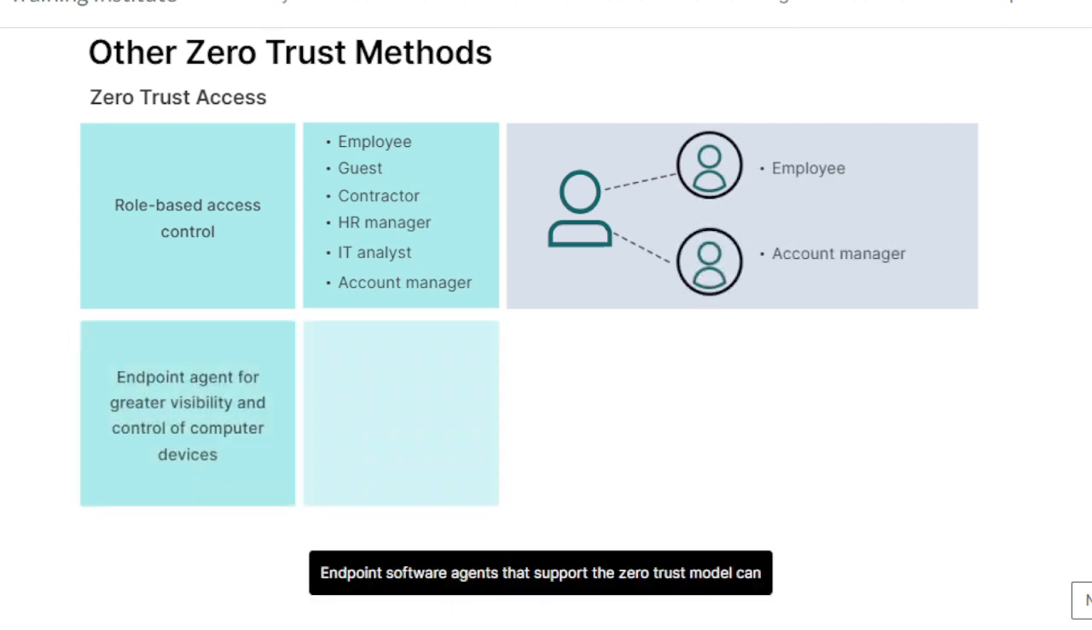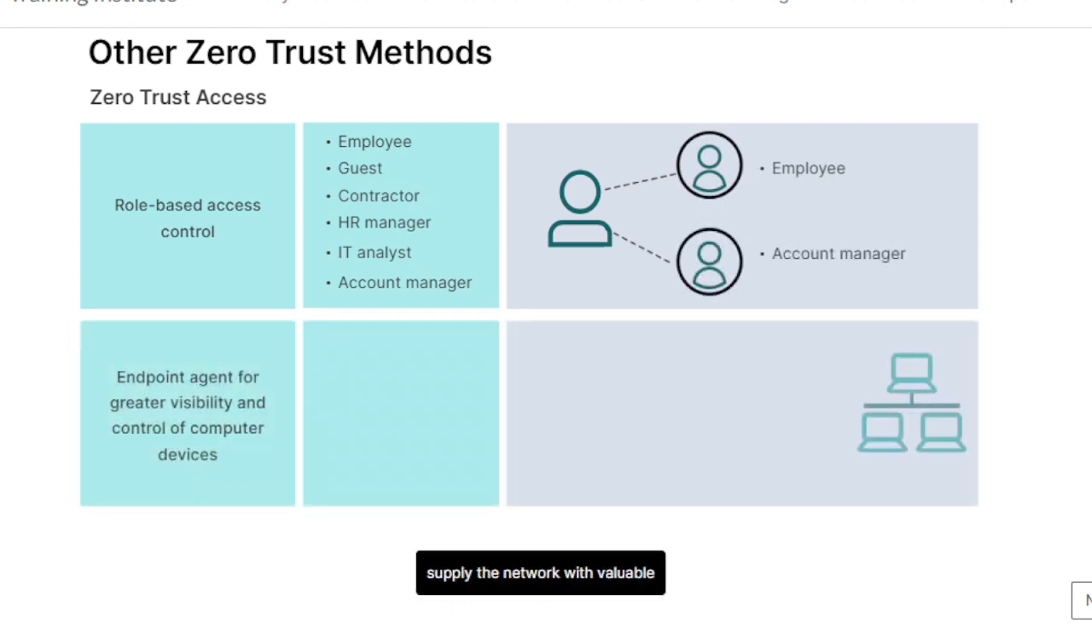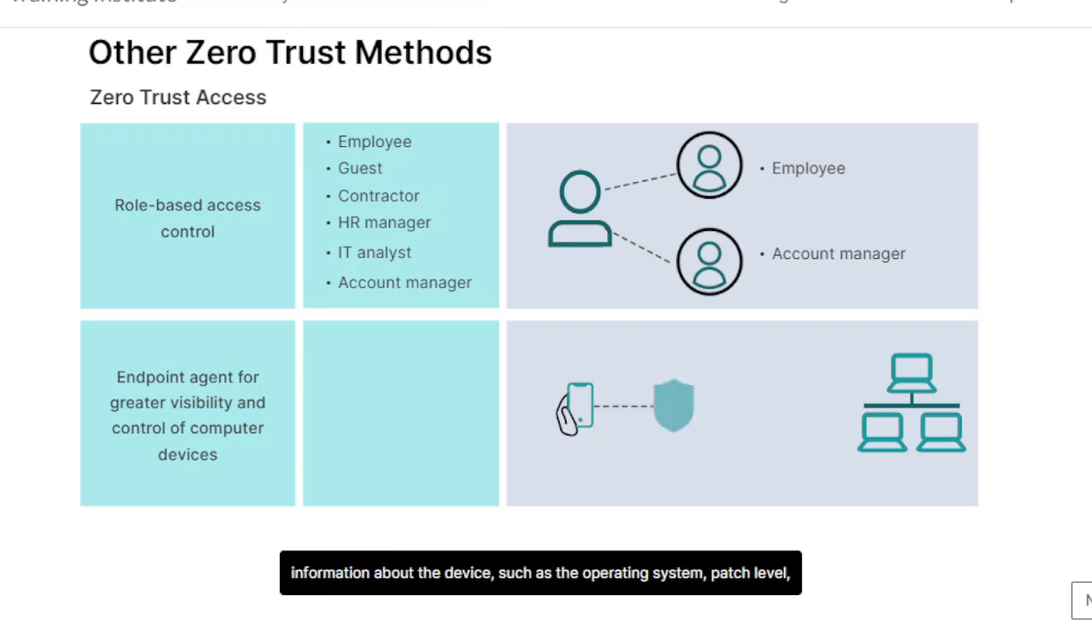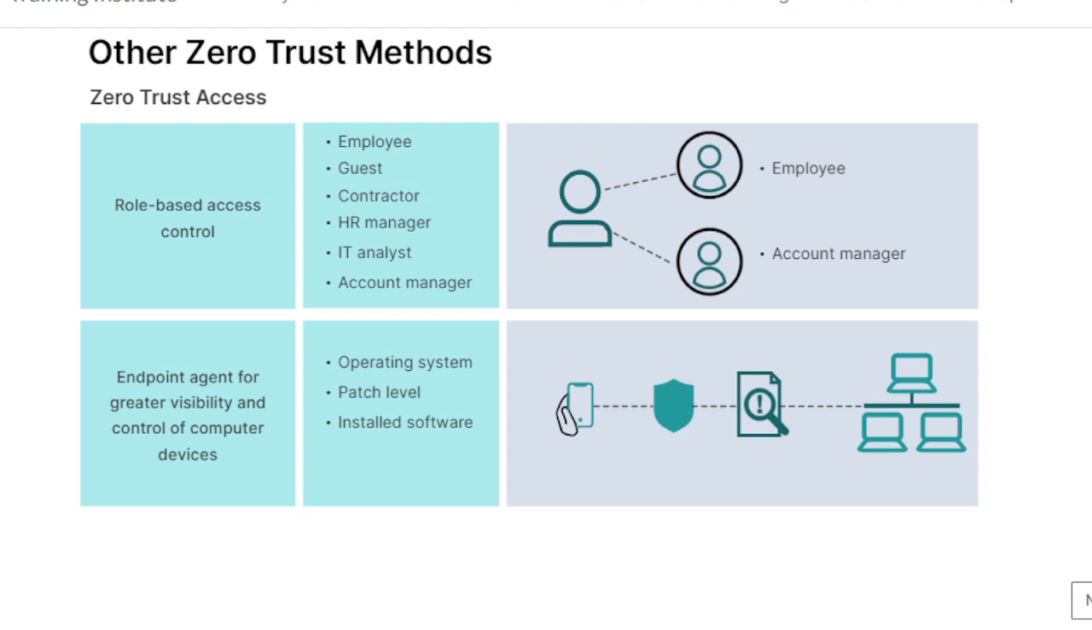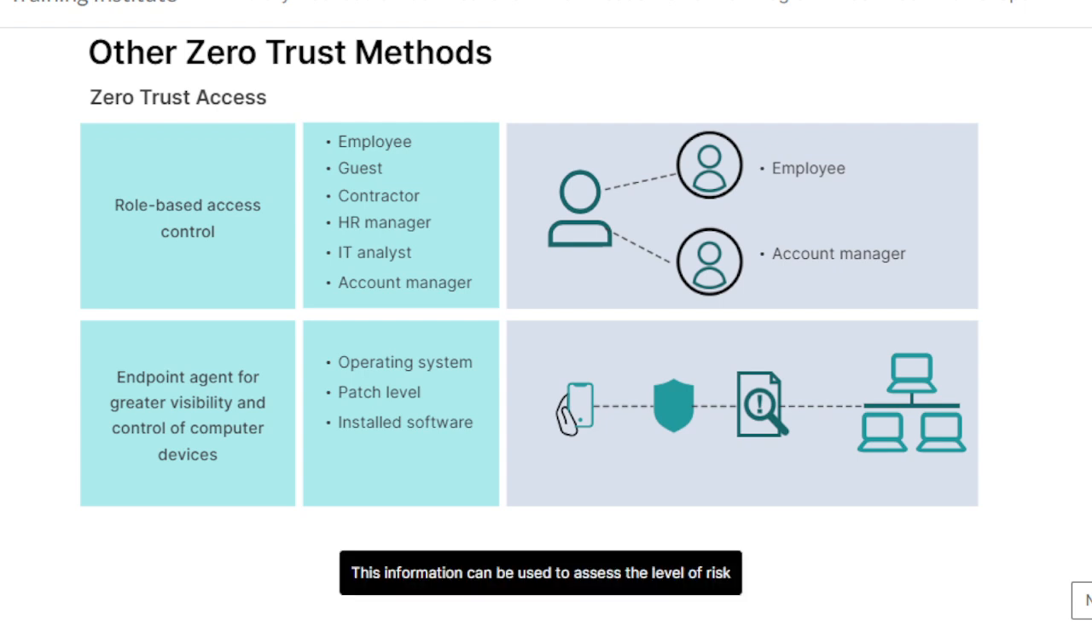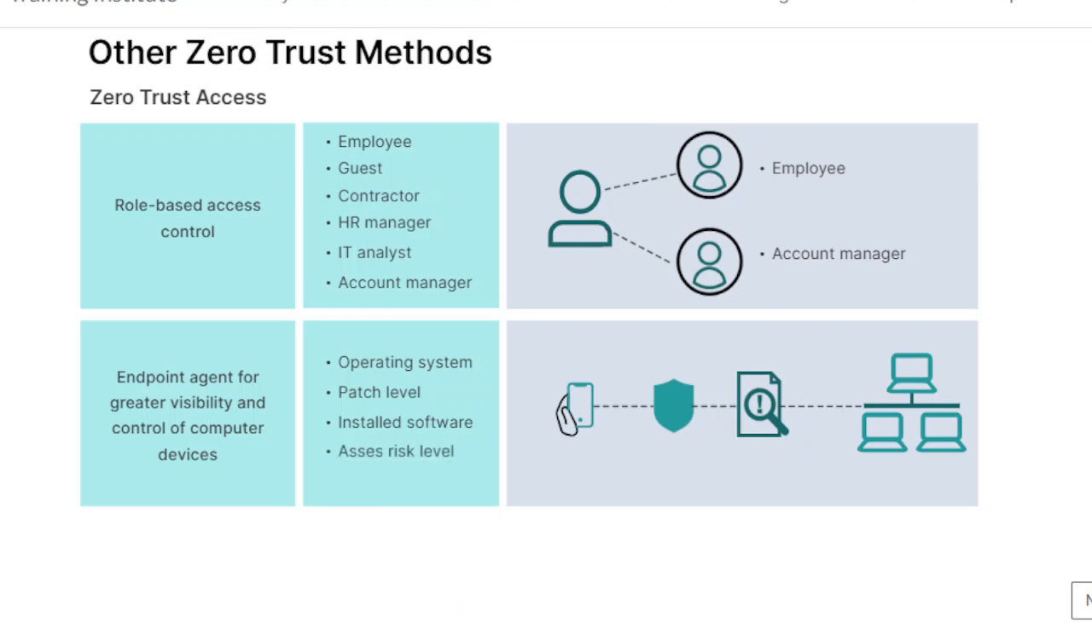Endpoint software agents that support the Zero Trust model can supply the network with valuable information about the device, such as the operating system, patch level, installed software on the device, and so on. This information can be used to assess the level of risk the device might pose to the network.